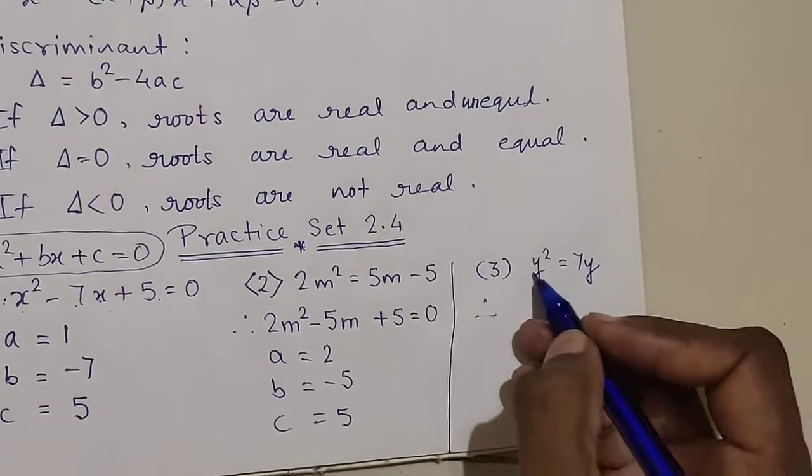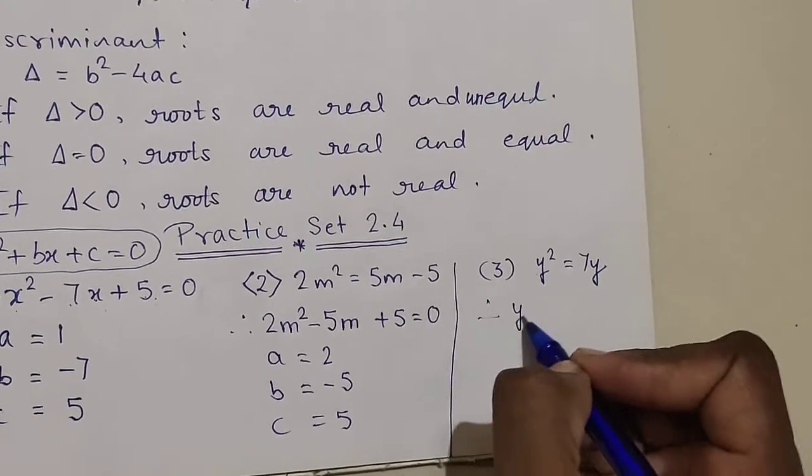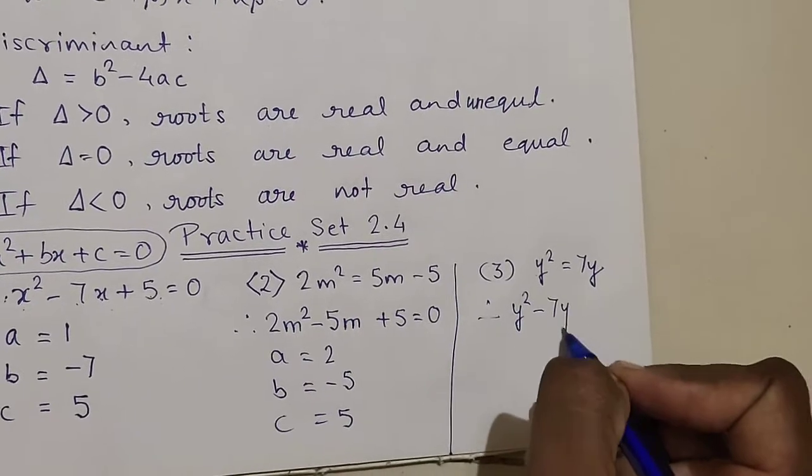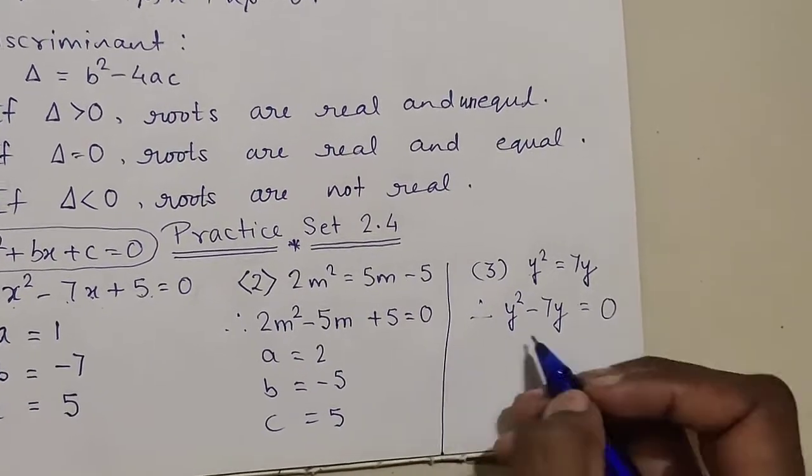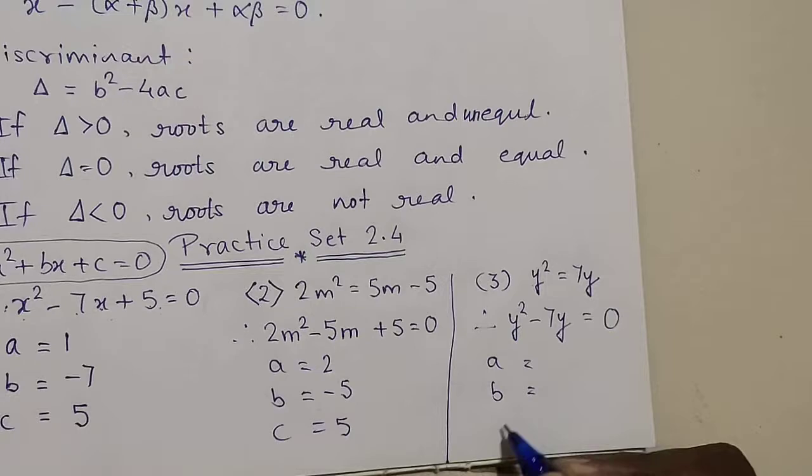This is y square equals 7y. So take this 7y to the left hand side. So y square - 7y equals 0. Now we can write our a, b and c.